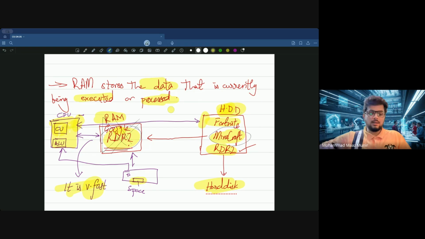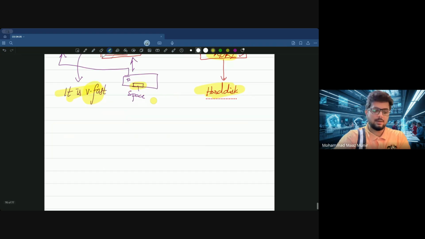For this very reason, is my mic on or not? Okay, it's on. So for this reason, we basically have this concept of RAMs. The more RAM we add, the more data your computer can store. The definition and purpose of RAM is that it stores the data that is currently being executed or processed. Apart from that, RAM is super fast. That's why we connect it to the CPU.